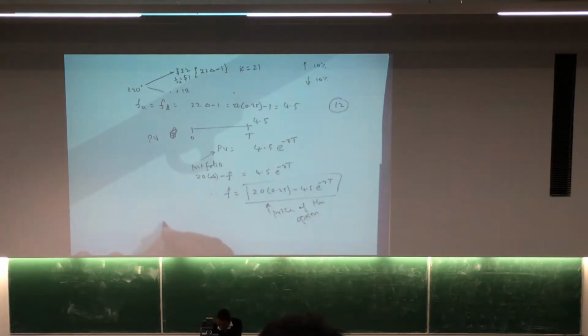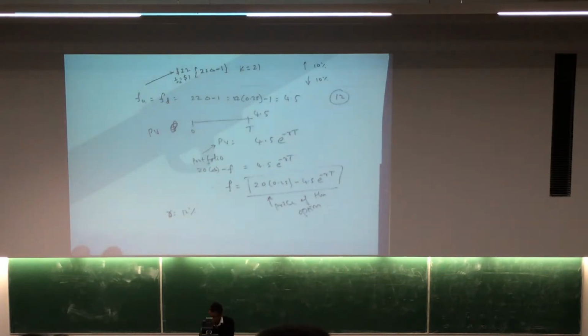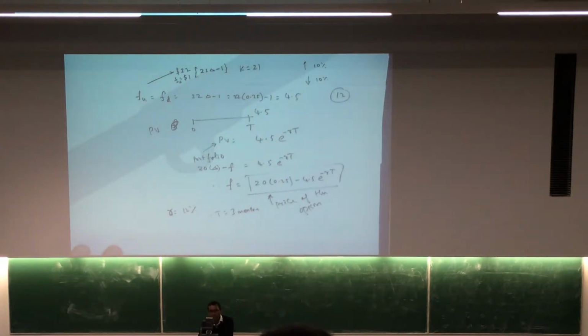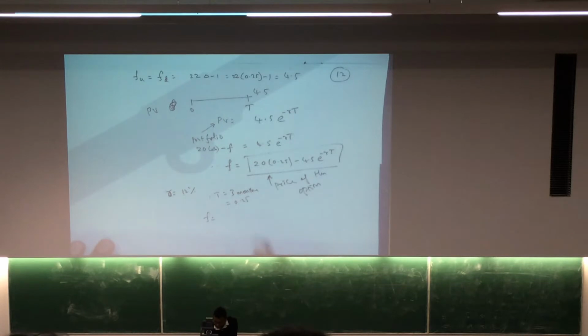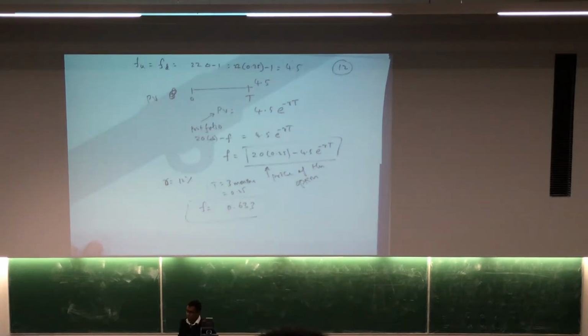For example, if you assume some numerical values, R equals 12% and T is going to be 3 months, that means 1 quarter of a year, 0.25, then your f value is going to be 0.633 if you substitute the numbers.